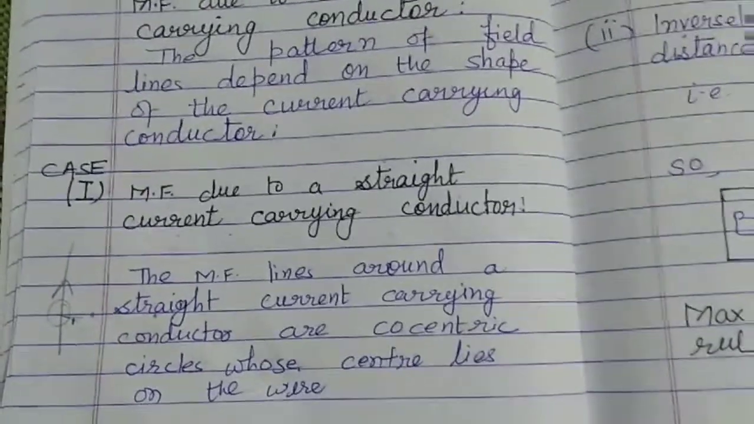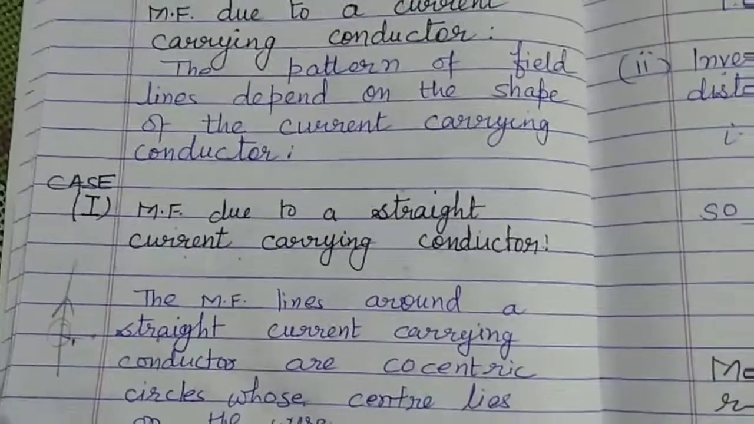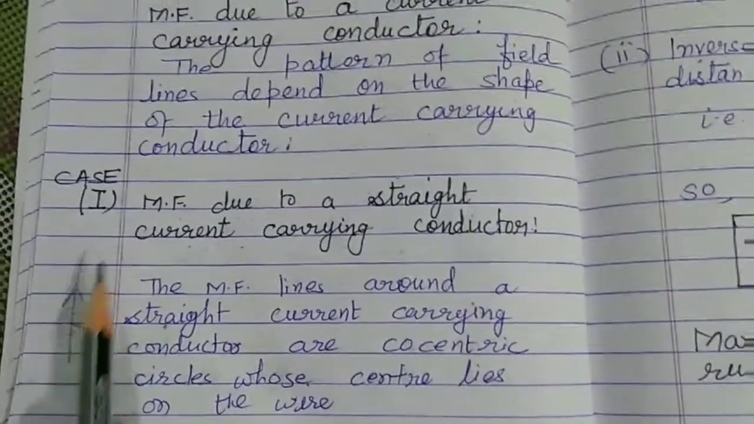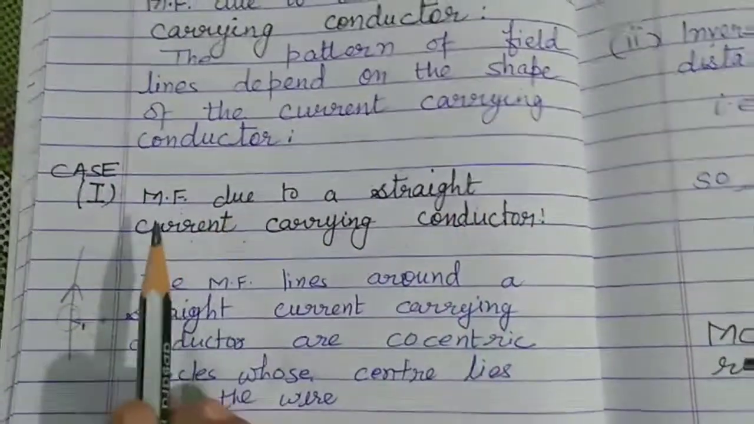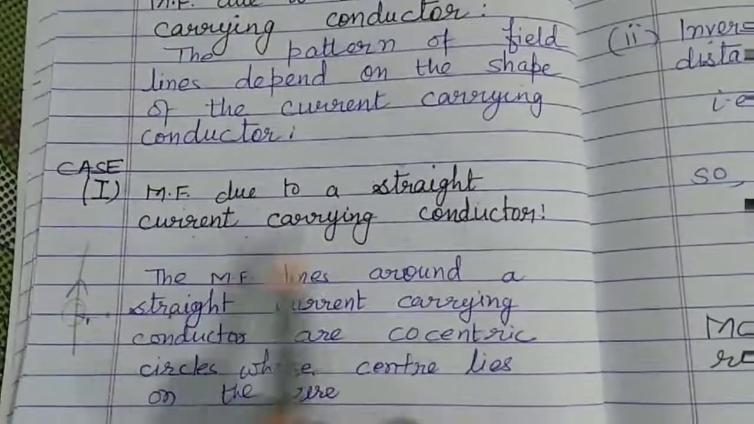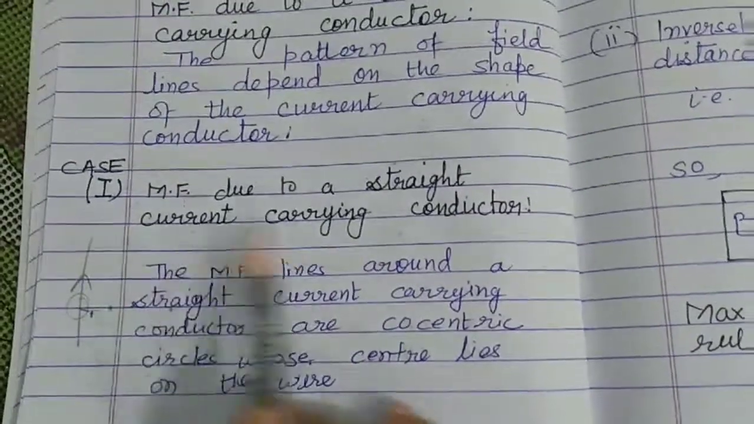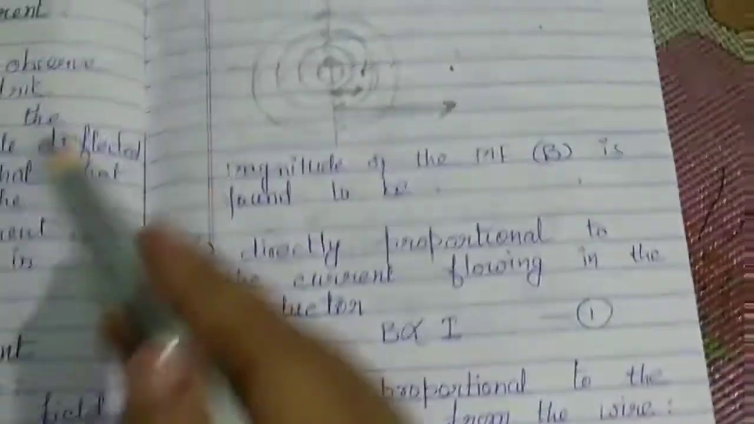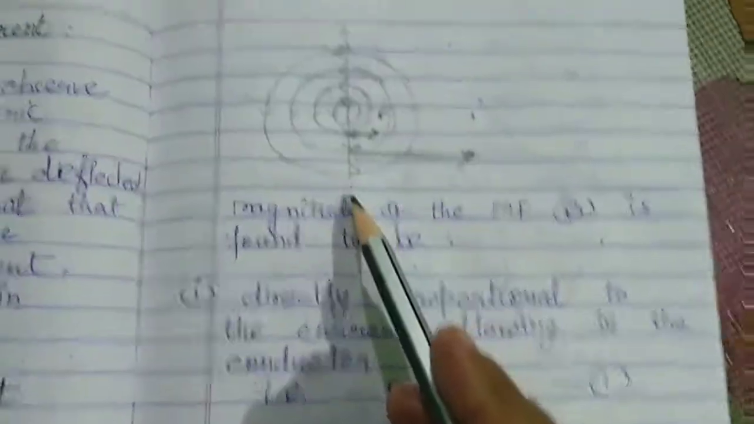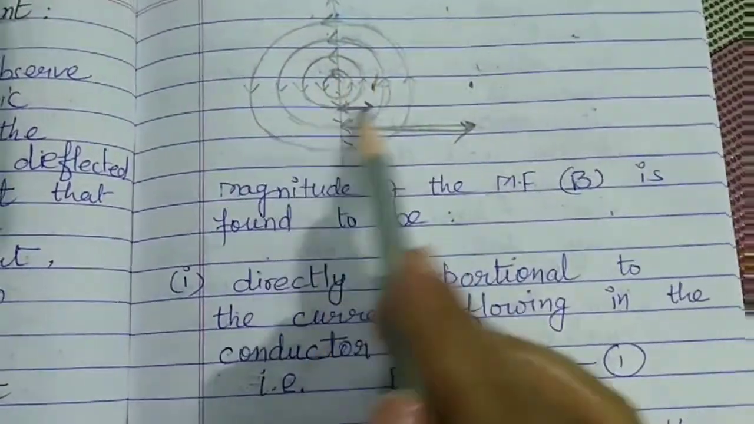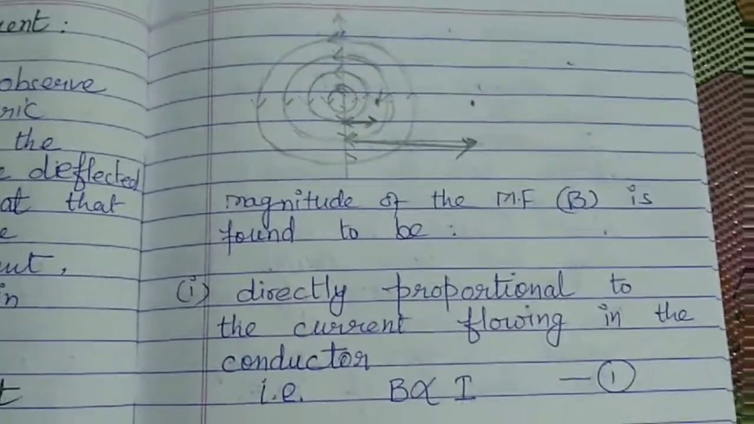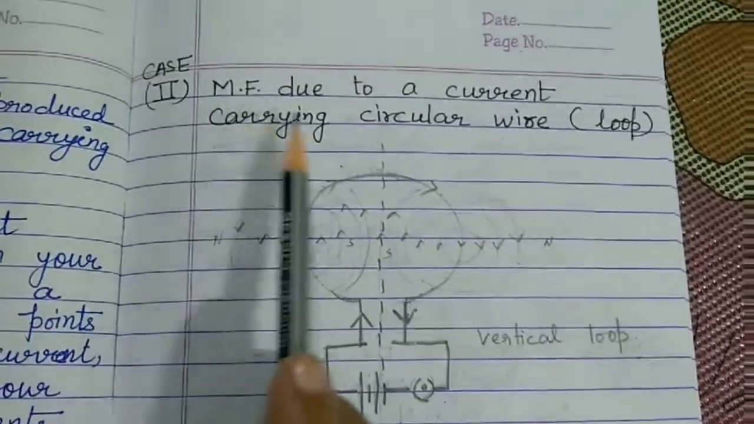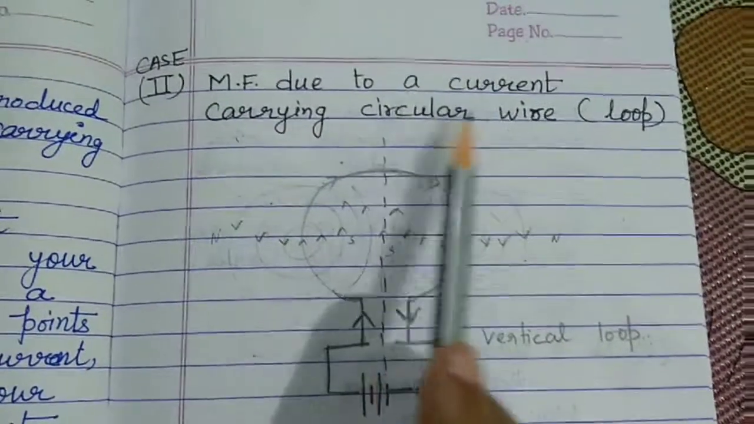Now, it depends on the conductor's shape and size how that magnetic field which is produced will look. For a straight current carrying conductor, we have studied that the magnetic field produced is concentric circles whose axis is the straight current carrying conductor. Now today we will study the second case, the magnetic field due to a current carrying circular wire.